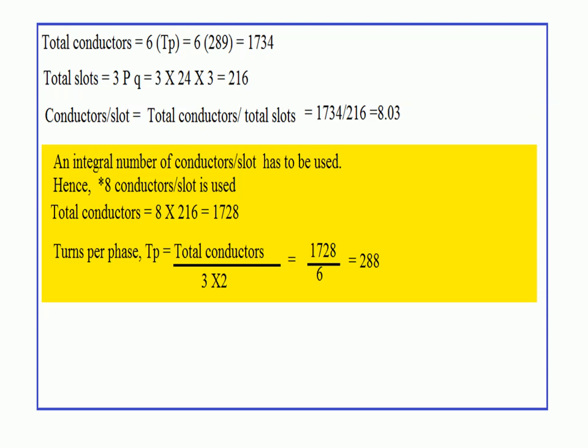Hence total conductors modified value 8 into 216. We are going to get around 1728. Hence, modified value or new value of turns per phase, total conductors divided by 6, 288. This is the new value and final value.